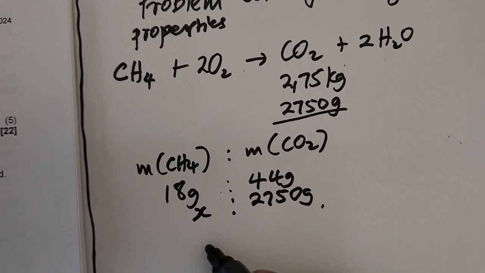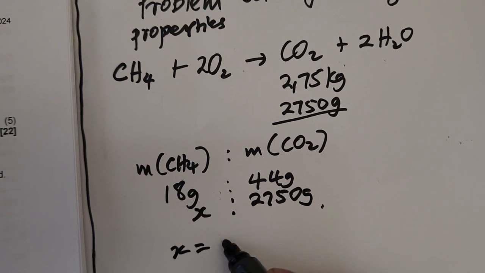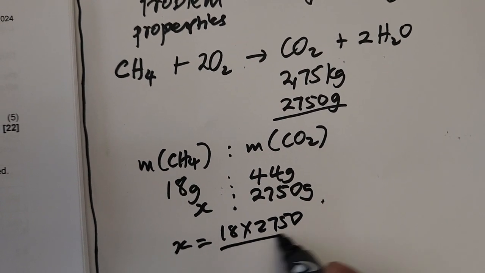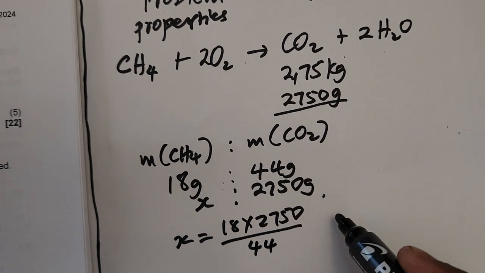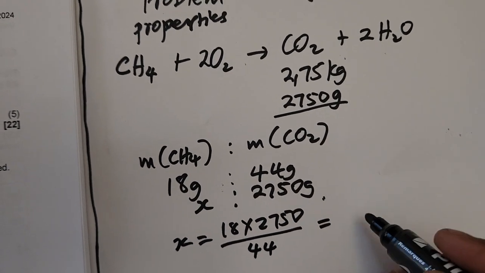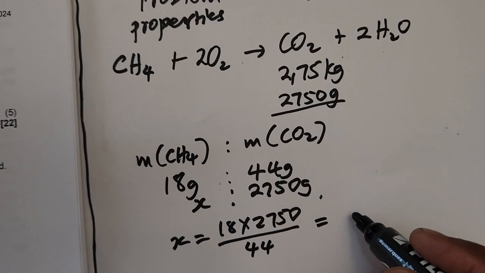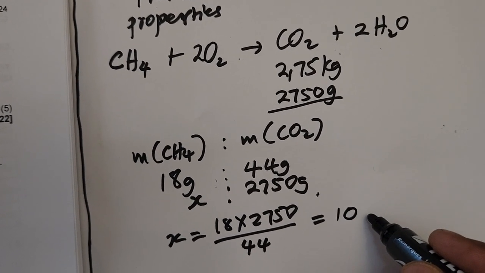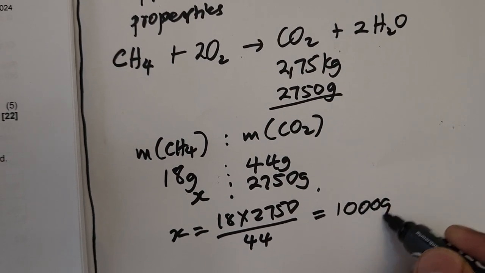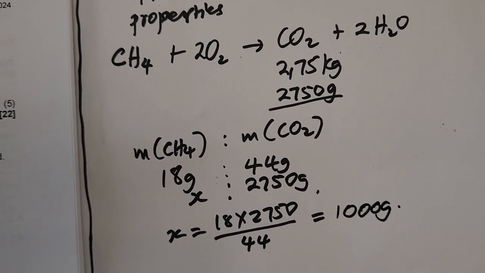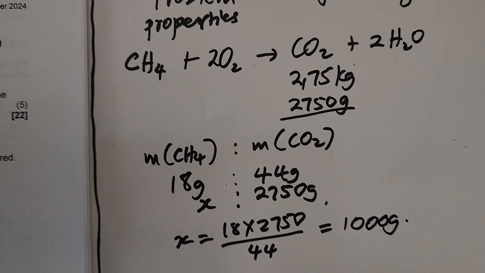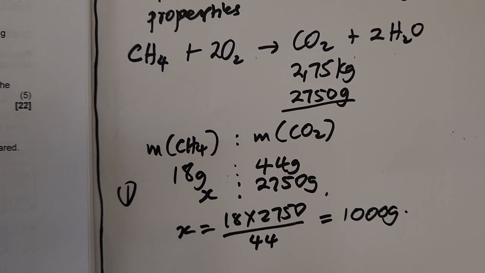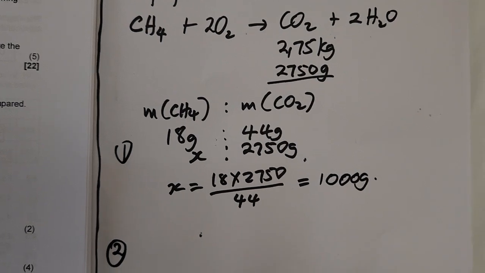If you do your cross multiplication, you'll find that X will be 18 multiplied by 2,750 divided by 44. Therefore, your final answer will give you somewhere around 1,000 grams. That will be the case. Fine. That's the first method. The second method, this is option 1. Option number 2, you can go for mole stuff.